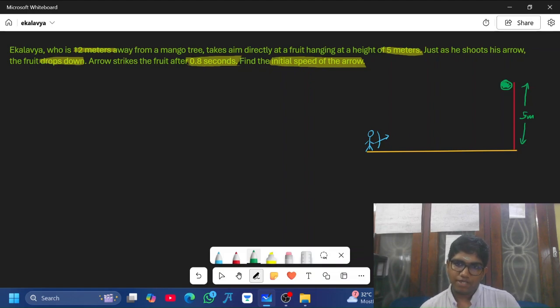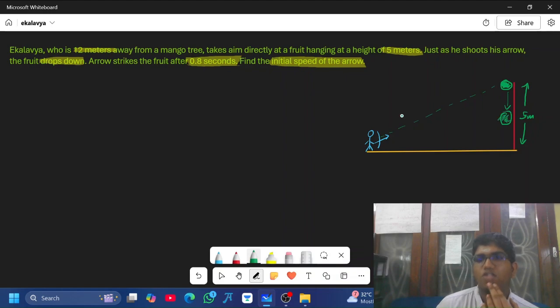Now, the person takes aim at the fruit. Let's say he either expected the arrow to fall down or his aim went wrong. The fruit drops down right at the instant he shoots the arrow. So the fruit is here after 0.8 seconds, and it is given that the arrow strikes the fruit after 0.8 seconds. Now we are asked to find the initial speed of the arrow.